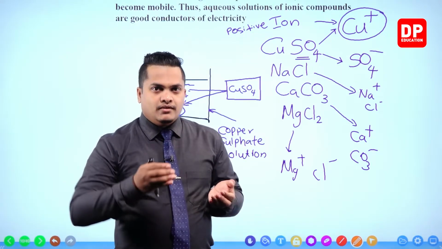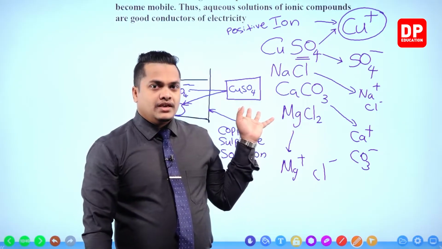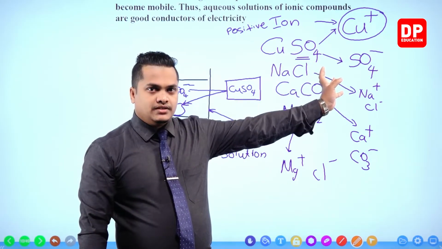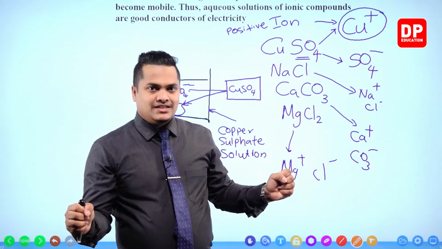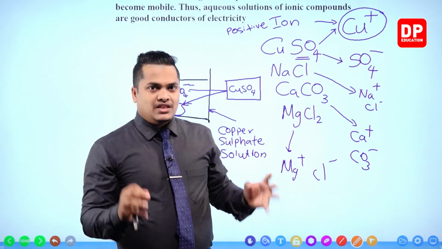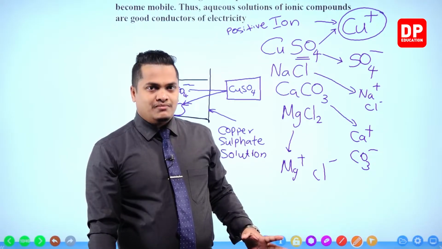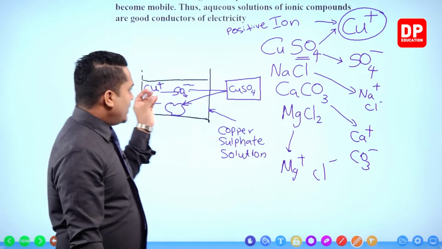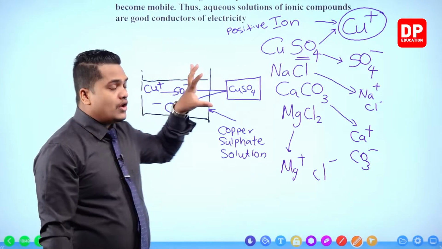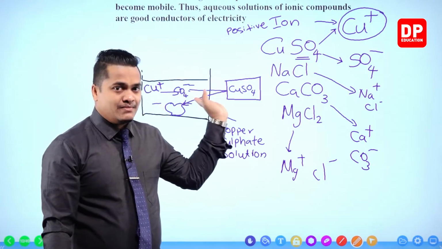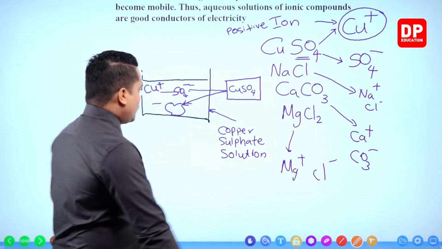What will happen here? Water will go through the substance and separate the plus and minus charges. So within the solution, now you can observe the copper plus ion and the SO4, or sulfate, minus ion. Now what will happen?